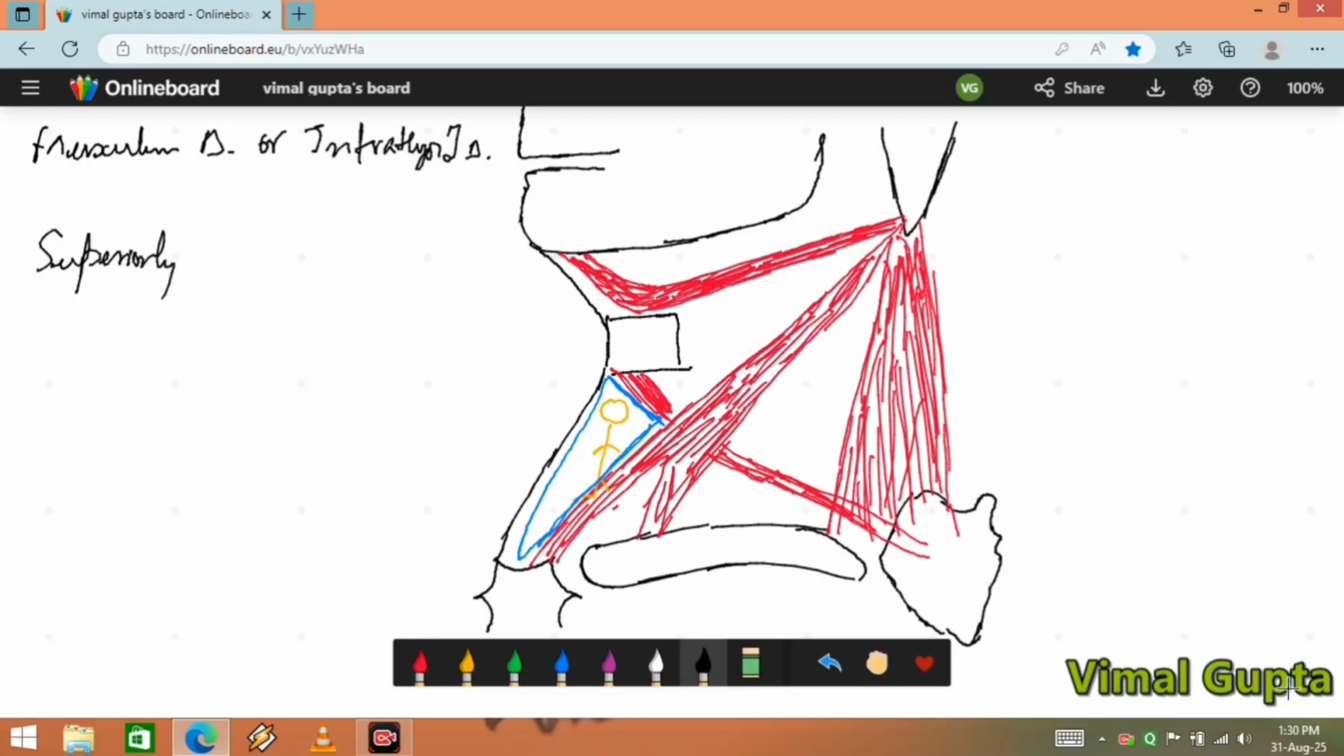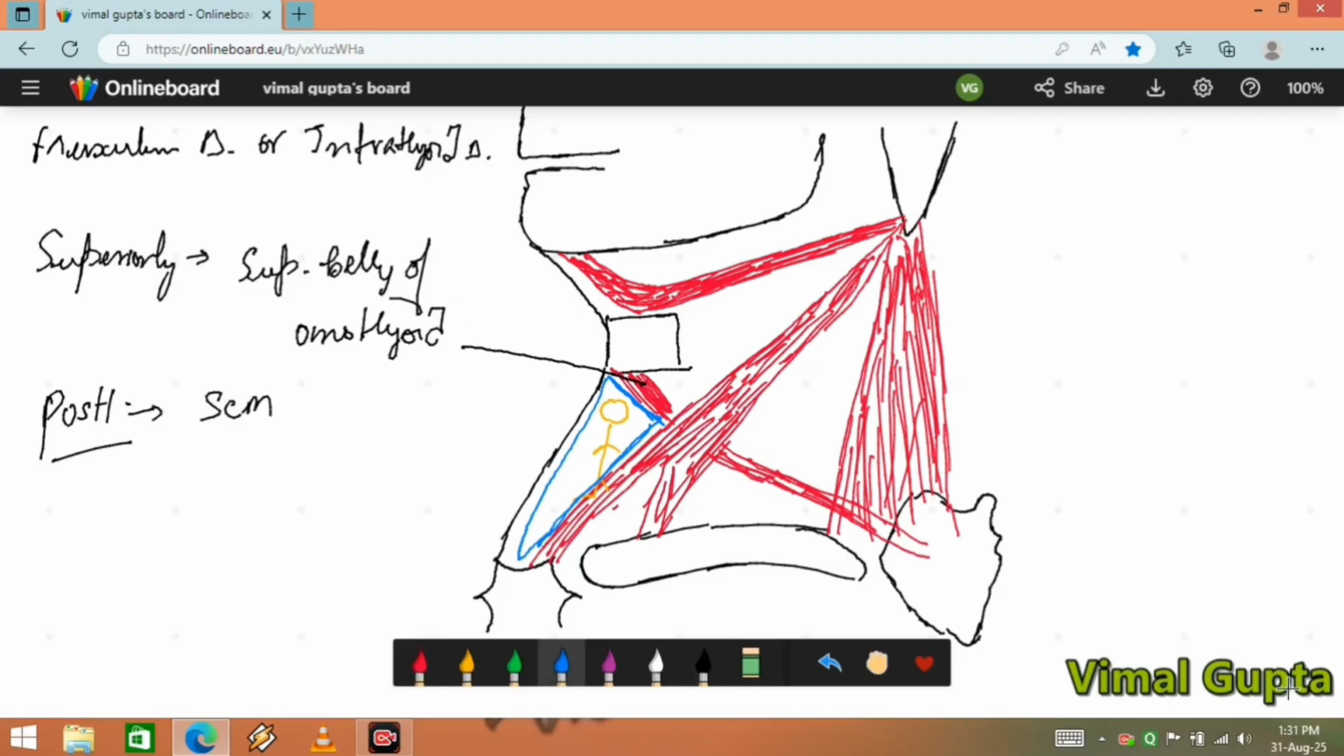ऊपर की तरफ बाउंड्री किससे बनती है? We can see that this muscle is the superior belly of omohyoid. It will form the superior boundary. ये ठीक है. Second boundary is posteriorly. Posteriorly it is formed by sternocleidomastoid. I will mark the sternocleidomastoid with green color. ये is sternocleidomastoid which will form this boundary. This is the posterior boundary.